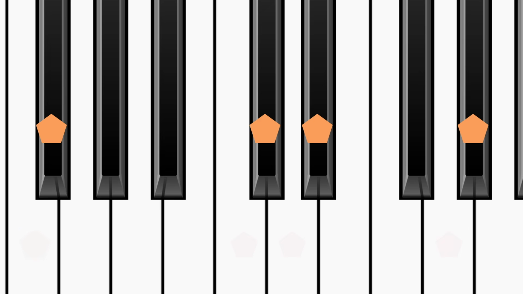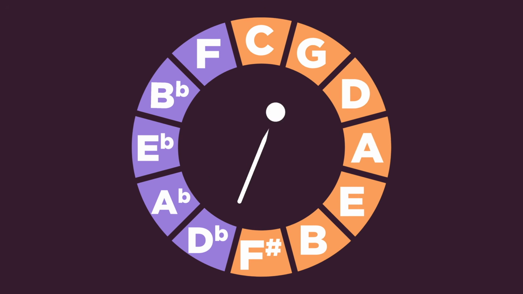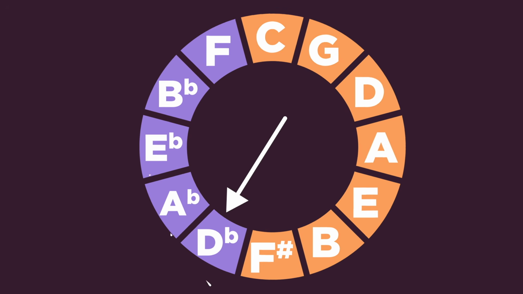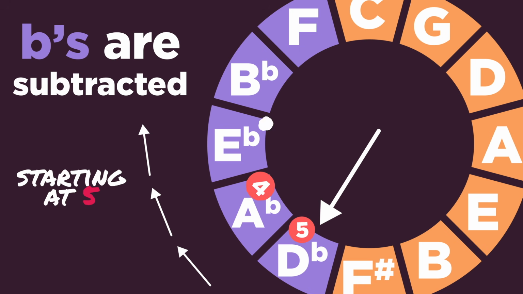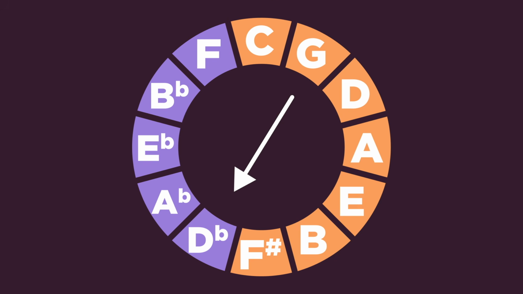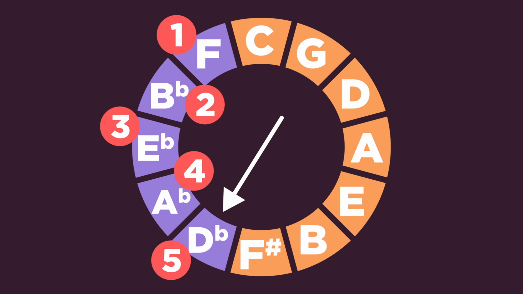But unfortunately, this pattern only applies to the first half of our clock. Once we reach 7 o'clock, we need to move to the order of flats. And instead of counting up, now we're going to count down. I know this seems confusing, but trust me, doing this actually makes it easier. So D flat major at 7 o'clock actually has 5 flats. But how do we know which notes are flat? The order of flats, of course.